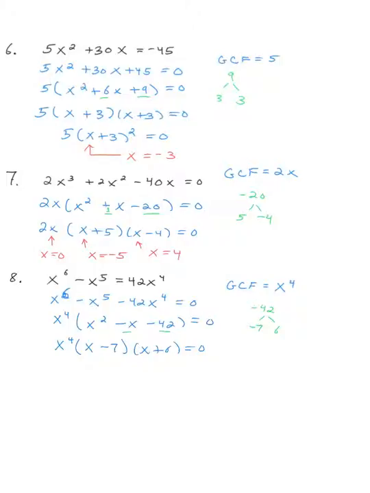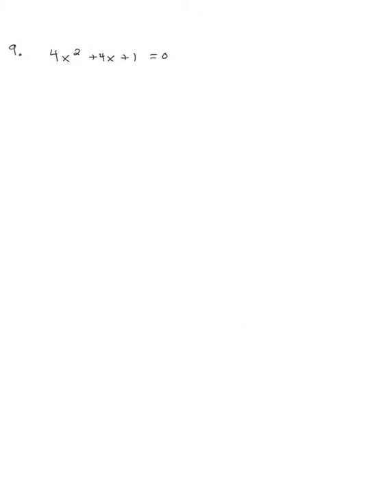Here we have a situation where even though that's an x to the fourth, it still is only x is equal to 0, which makes that 0. Here this is going to be x is equal to 7, and this is going to be x is equal to negative 6.